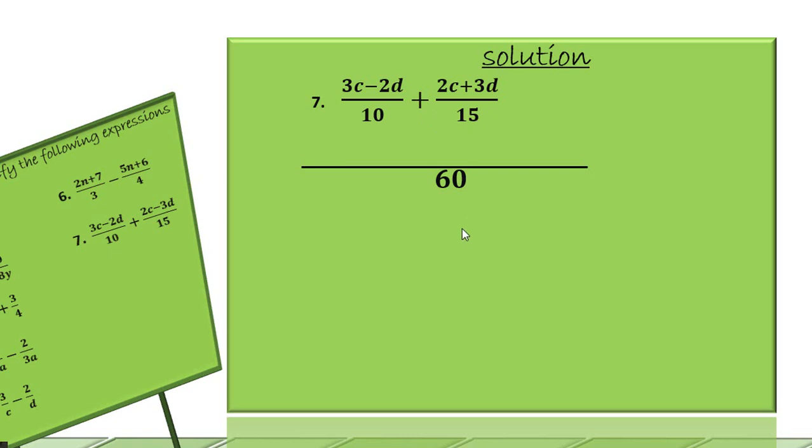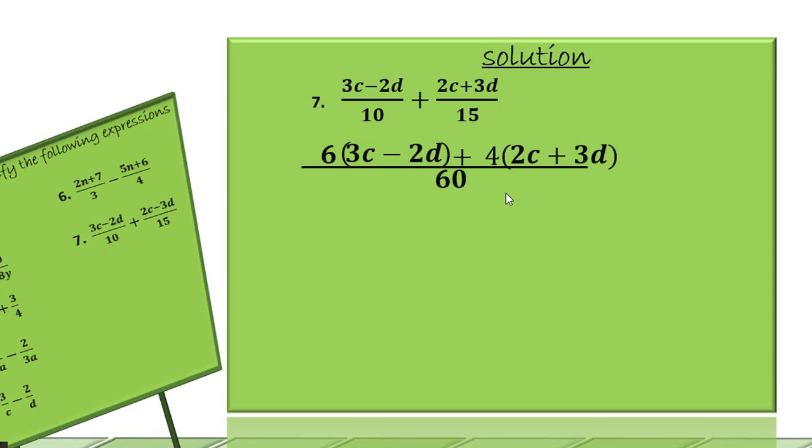What you do now is 10 dividing 60, that is 6. So you write out the 6, then you multiply what you have here, 3c minus 2d. Let's close the bracket. Then this positive sign, you bring it down. So 15 dividing 60, that's 4. Open your bracket, then you have 2c plus 3d up here. Then you close the bracket.